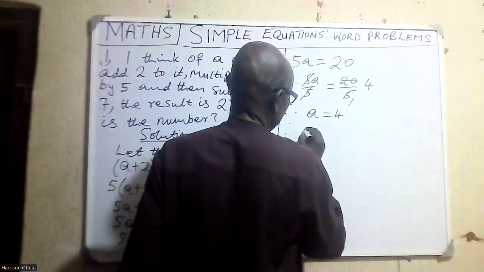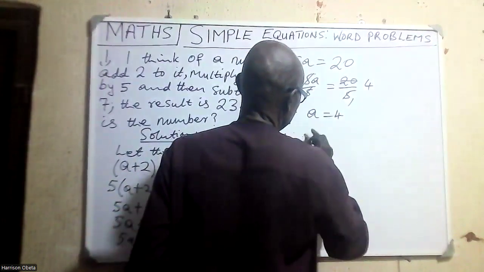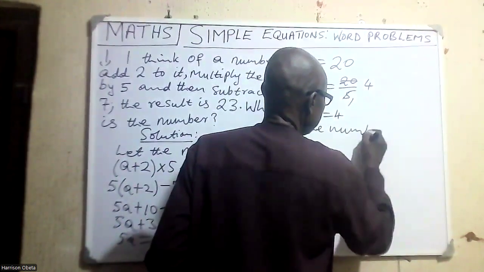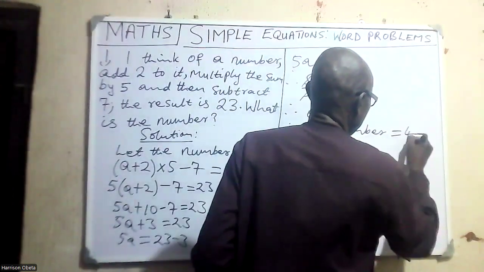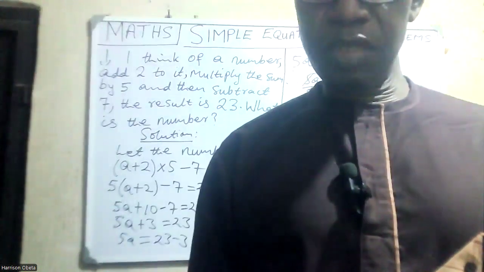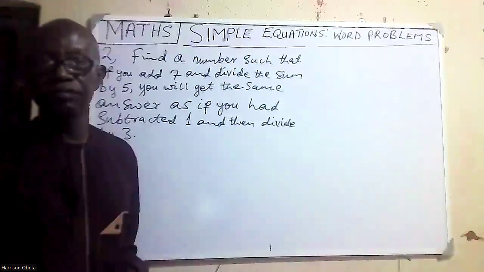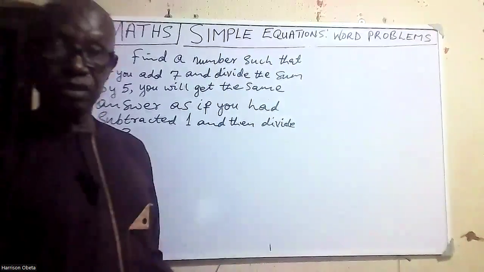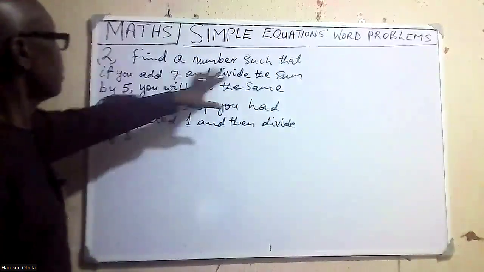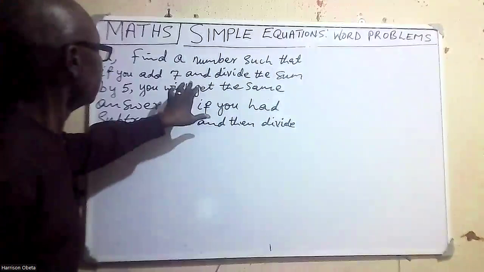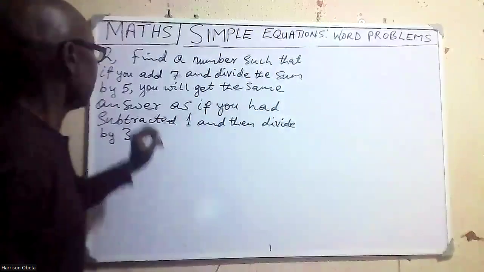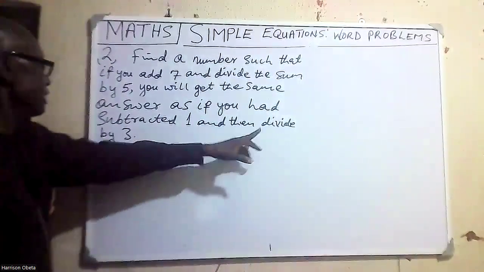Therefore, the number is equal to 4. And that's the answer to number 1. We are going over to number 2. Okay, we have number 2 on the board. And number 2 says that we should find a number such that if you add 7 and divide the sum by 5, you will get the same answer as if you had subtracted 1 and then divide by 3.